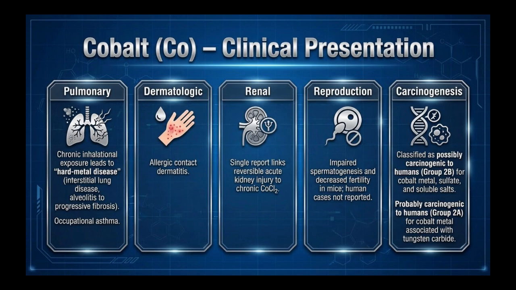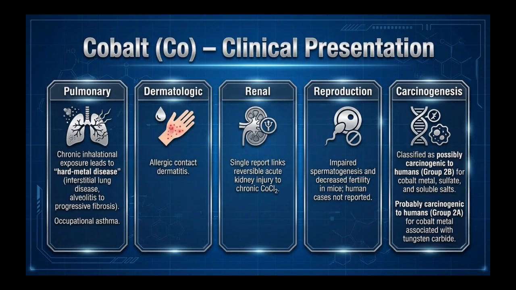Regarding renal effects, there is a single report of reversible acute kidney injury associated with chronic cobalt administration for anemia. Animal models suggest that cobalt can cause cellular changes in kidney tissue, but human studies of workers exposed to cobalt or patients with cobalt-containing hip replacements show little significant impact on kidney function. In reproductive health, studies in mice indicate that chronic cobalt exposure impairs sperm production and reduces fertility. However, there are no reported cases linking cobalt exposure in humans to birth defects or impaired fertility. Concerning carcinogenicity, the International Agency for Research on Cancer classifies cobalt metal without tungsten carbide, cobalt sulfate, and other soluble cobalt compounds as possibly carcinogenic to humans. Cobalt metal associated with tungsten carbide is considered probably carcinogenic.